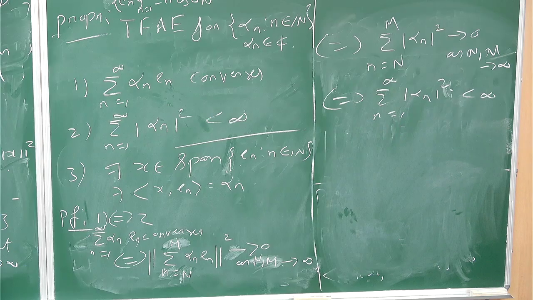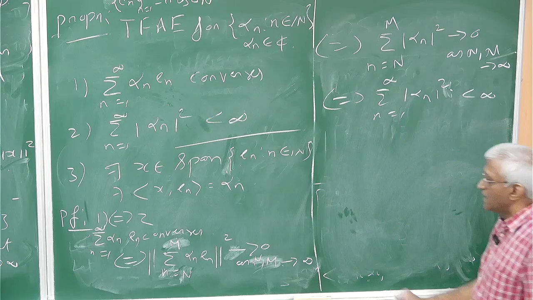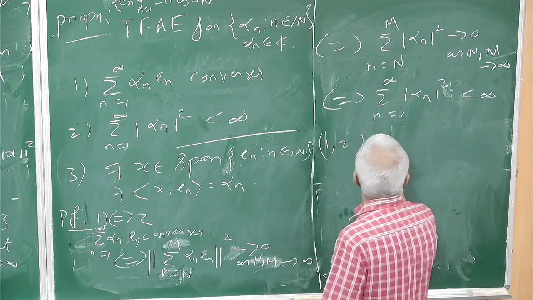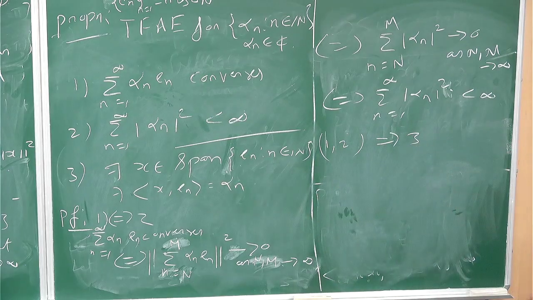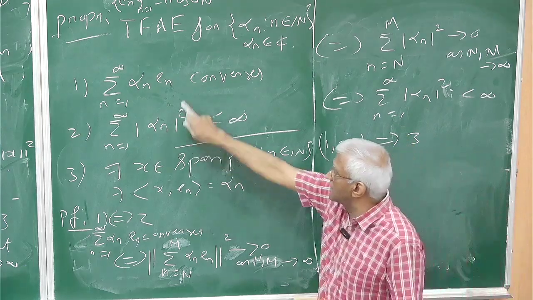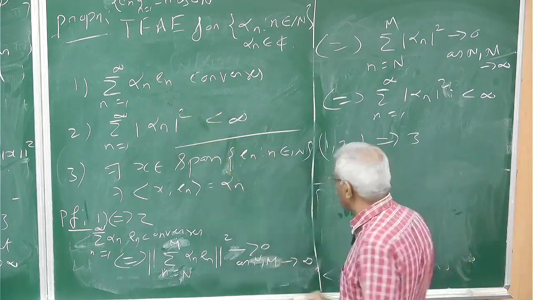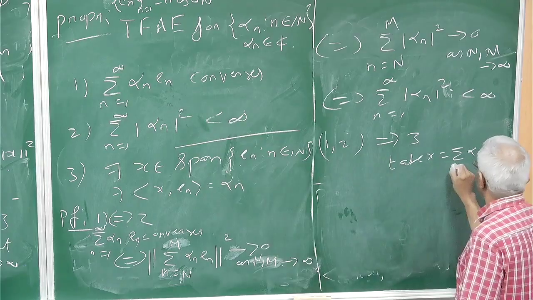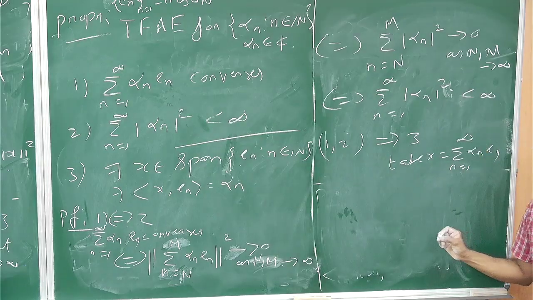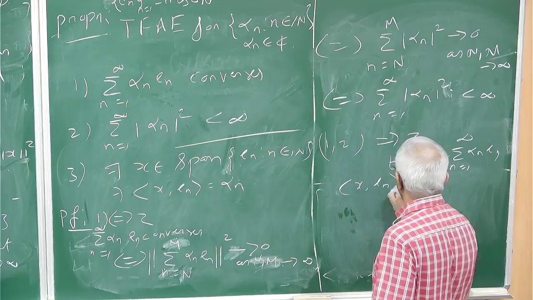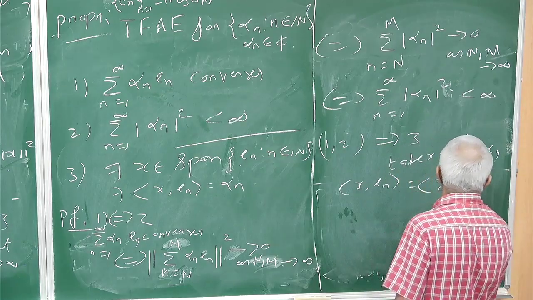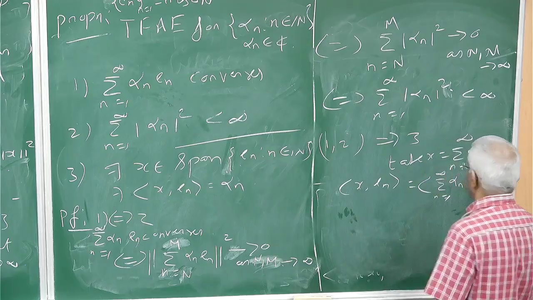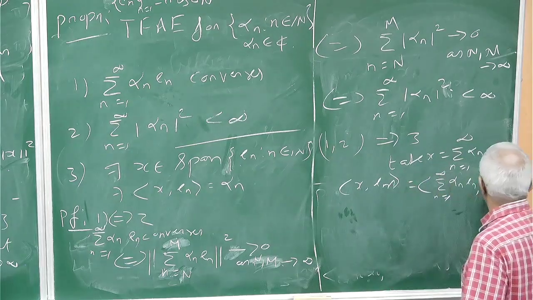Okay. So 1 is equivalent to 2. Now either 1 or 2, whatever, implies 3. That's what we have to prove. So there exists an element in X such that, that is clear. I mean, if this is true or this is true, then take this as the X. Take X equal to summation alpha n en, which exists. If you take the inner product of X with em, which is summation alpha n en, n equal to 1 to infinity, you are using that fact.